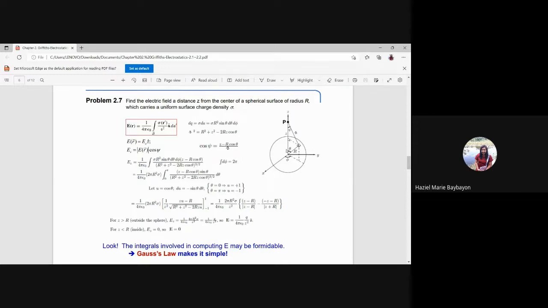Now take note that for any point on your surface, the distance from the center, class, is this big R, the radius R. Okay. Now, we have this equation. So what we know is this equation. If you have a surface distribution, you have 1 over 4 pi epsilon naught integral of sigma dA over r squared r hat.